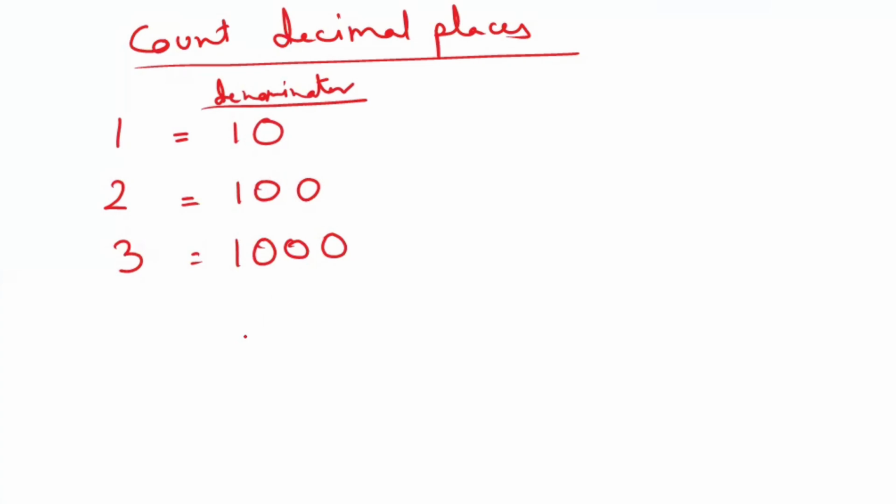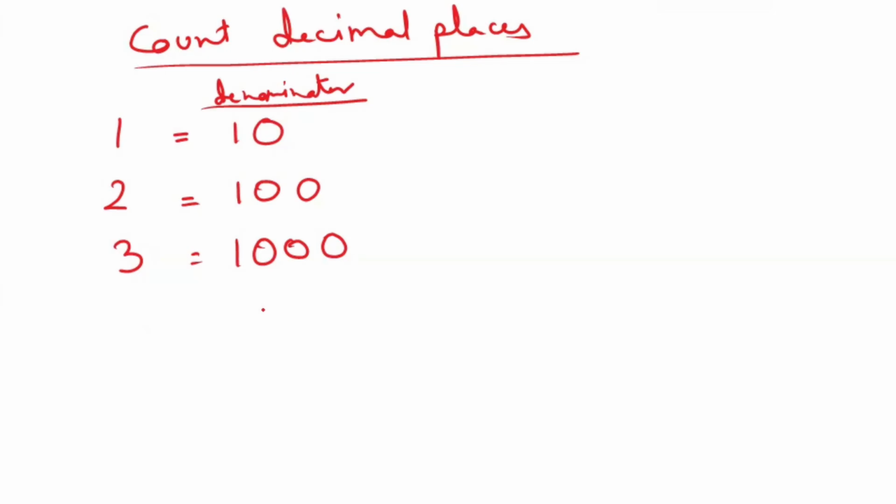So always remember, we have to count the decimal places. If it is 1, then the denominator will be 10. If it is 2, then the denominator will be 100. And if it is 3, then the denominator will be 1000. And what we have to do, we have to remove the decimal, put the number over 1 followed by 0s, and then simplify it. That's it.